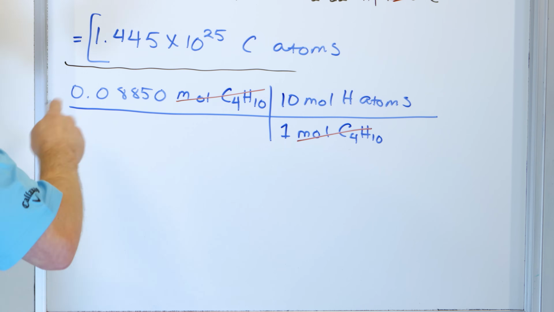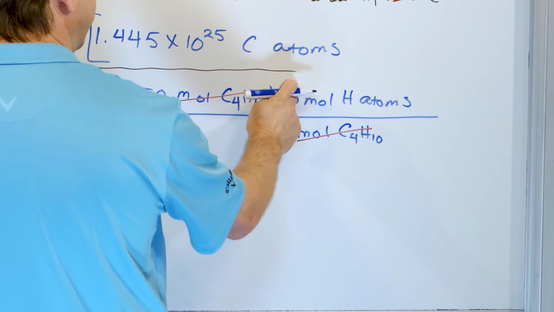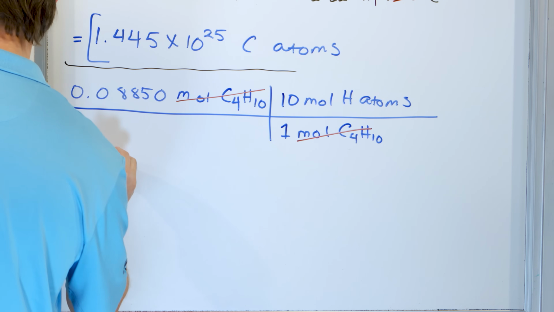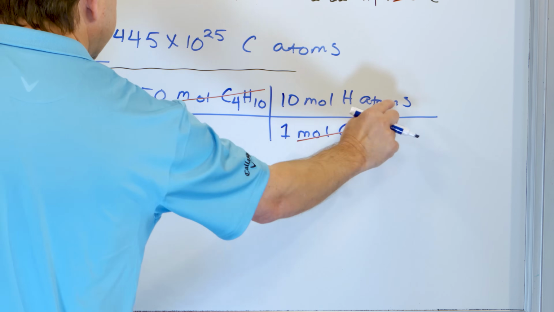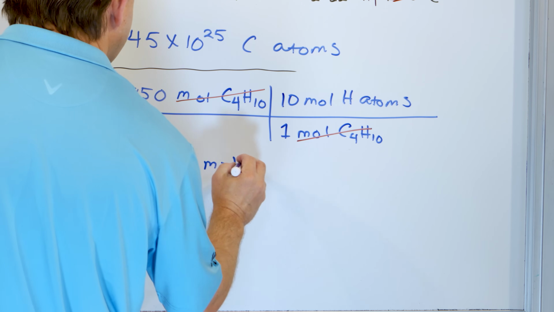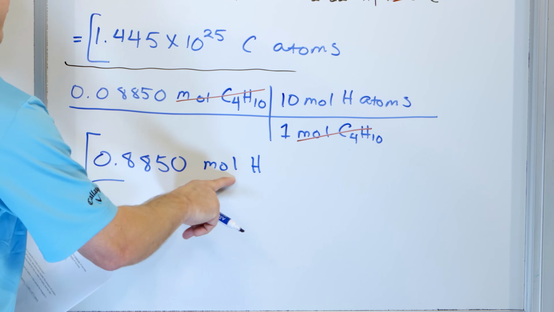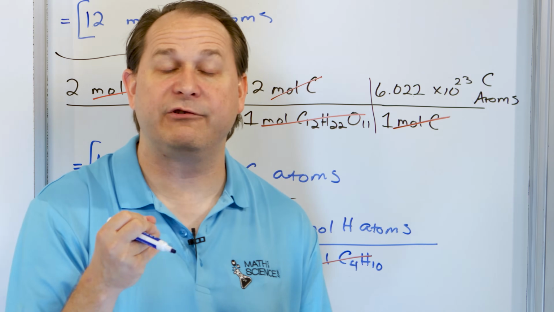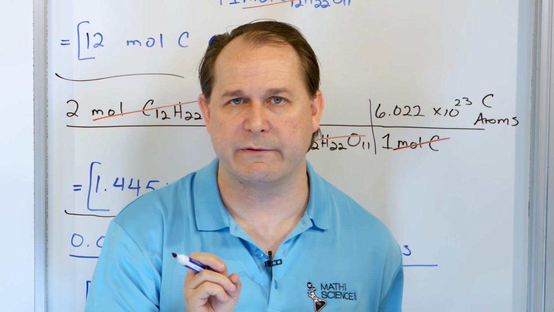Okay, so what do we do? We take 0.08850, we multiply by 10, we divide by 1, and then what we get is 0.8850, and the unit left over is moles of hydrogen. And I don't need to write hydrogen atoms because I know that when I'm talking about moles of hydrogen, hydrogen is just a hydrogen atom in the molecule, so we know it's atoms we're referring to.